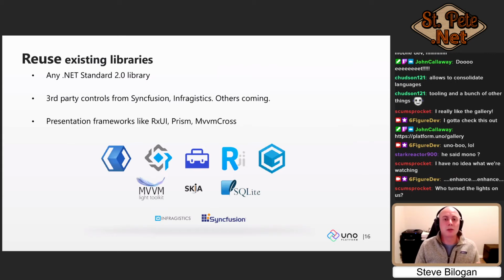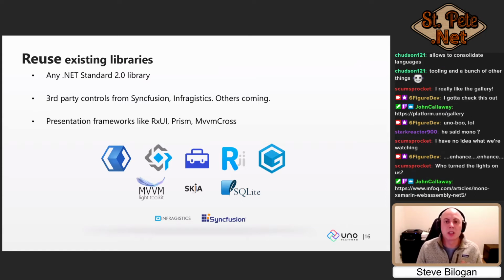We also have the ability to use any .NET Standard 2.0 library that you like in an Uno app. There's no problem with that. There are third-party controls from Syncfusion, from Infragistics. These are really big component vendors that have support for Uno, and there are more coming, as well as presentation frameworks, things like Reactive UI, Prism, MVVM Cross. There's support for Uno, and there are templates to file new project for an MVVM Cross Uno app. That's there and ready for you to use.